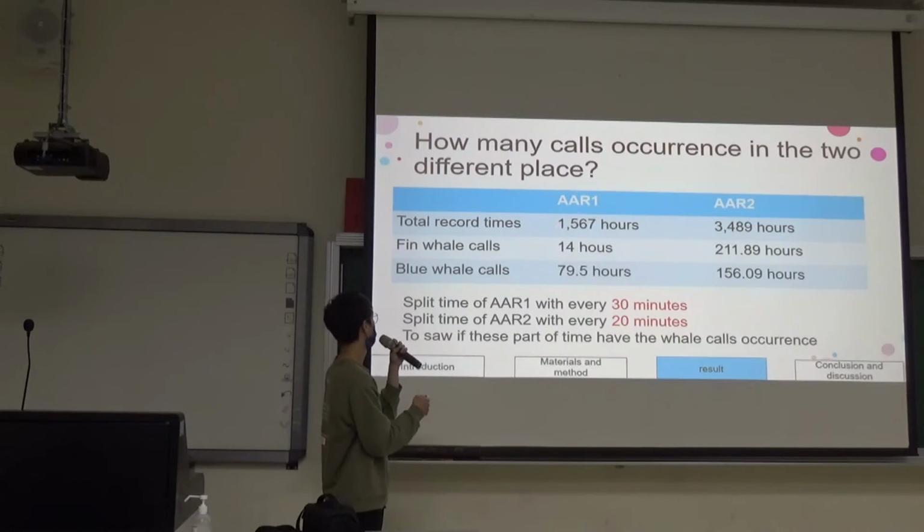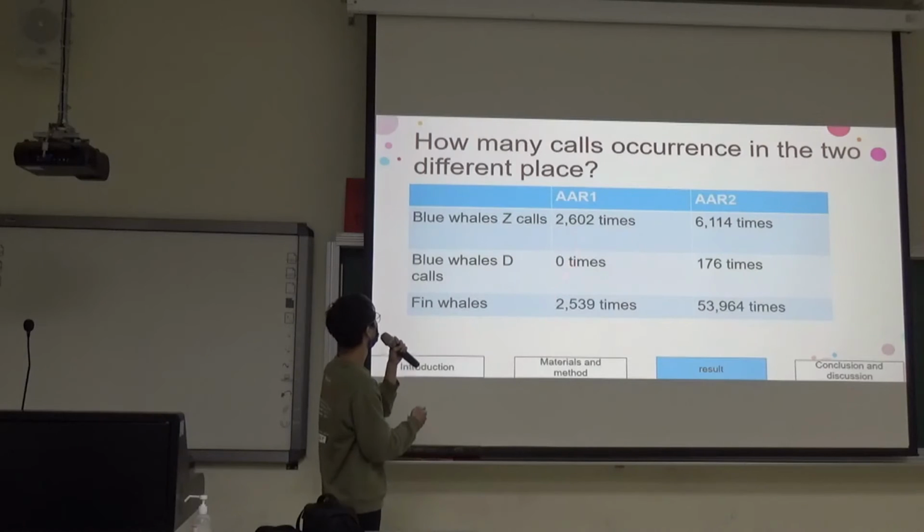So in AR1, the pink whale call time is about 14 hours. And for AR2, it's about 211 hours. And for AR1, the blue whale call time is about 80 hours. And for AR2, it's about 156 hours. And how many call occurrences are there in the two different places? For AR1, we detect blue whale Z calls about 2,600 times. And for AR2, it's about 6,100 times.